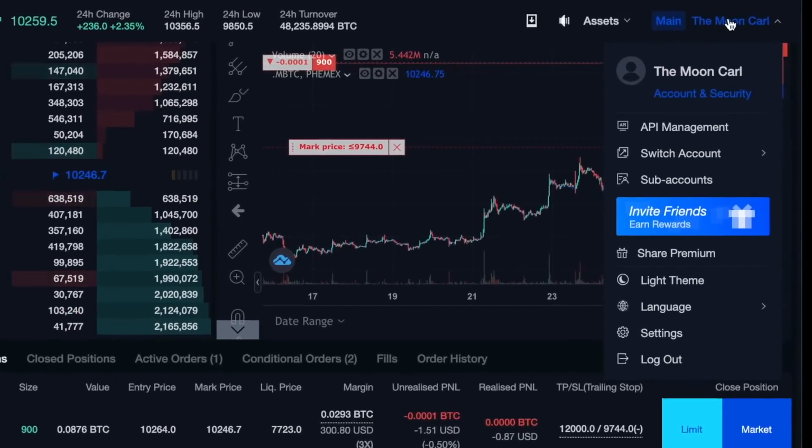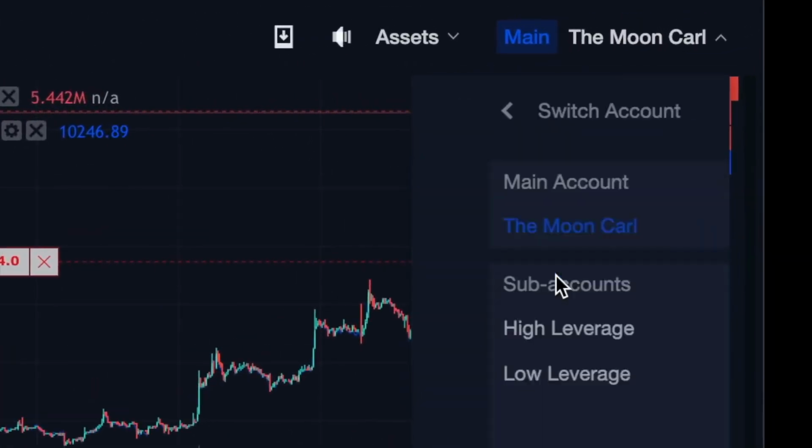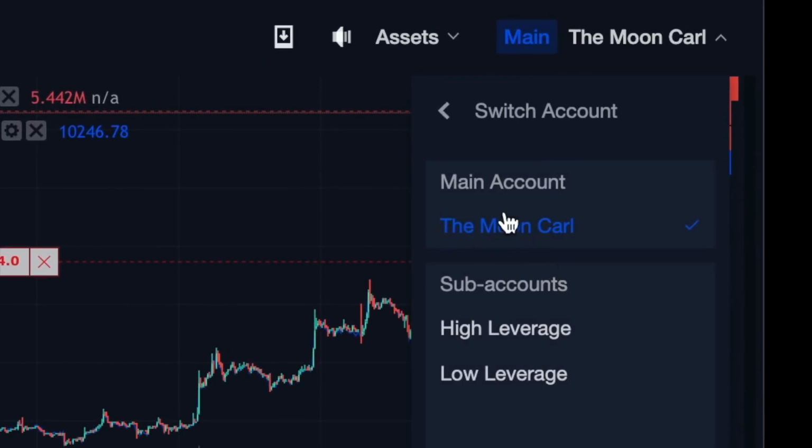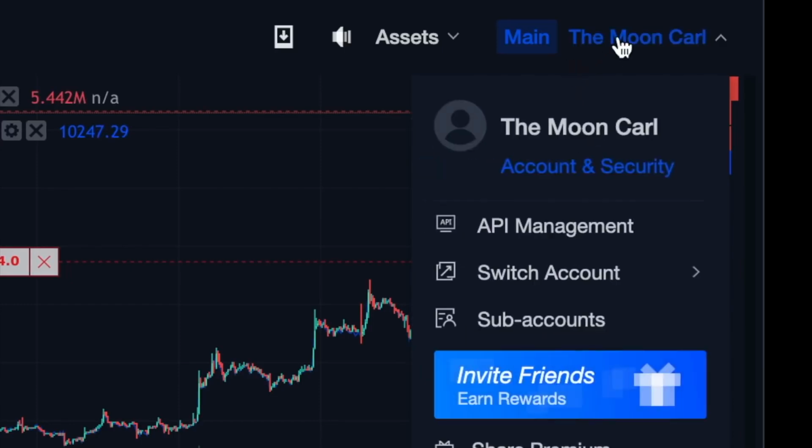If you scroll up to your name here and click switch accounts, you can see here that I have my main account, and then I have two sub accounts. And if I click these sub accounts, I will be able to trade more positions in Bitcoin than just one. And I'm going to show you how to open these up.